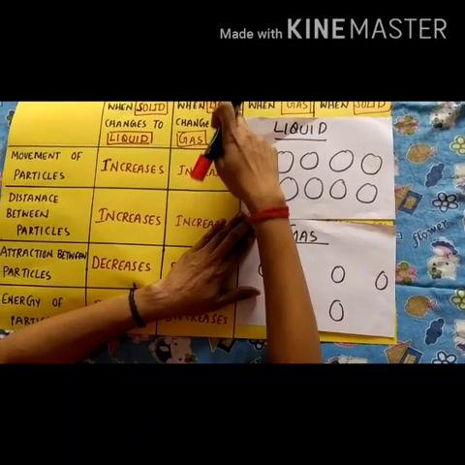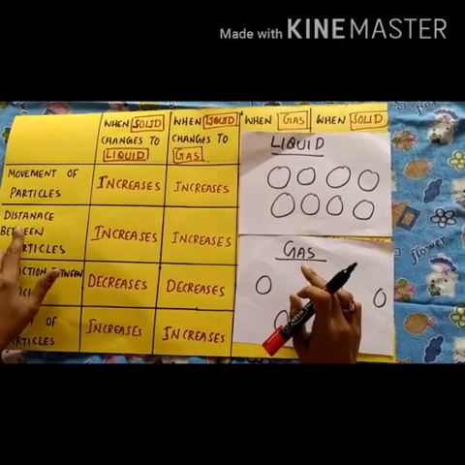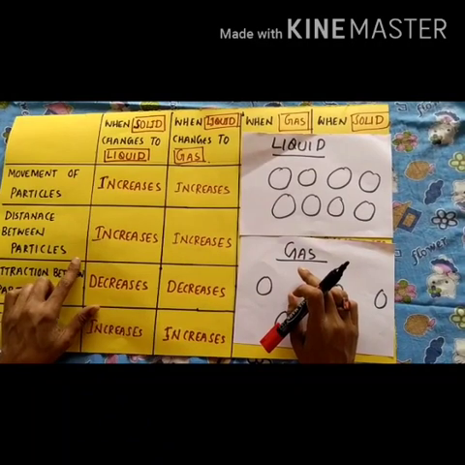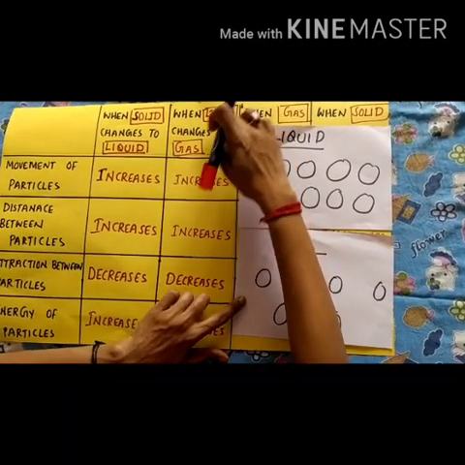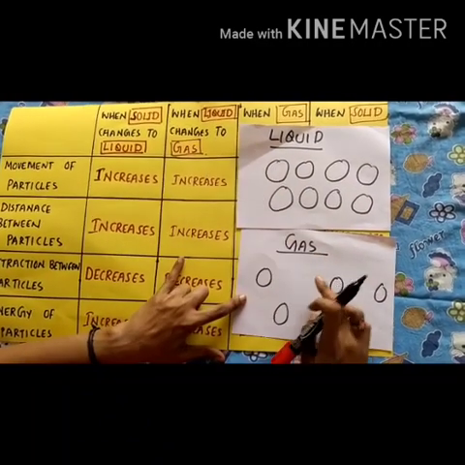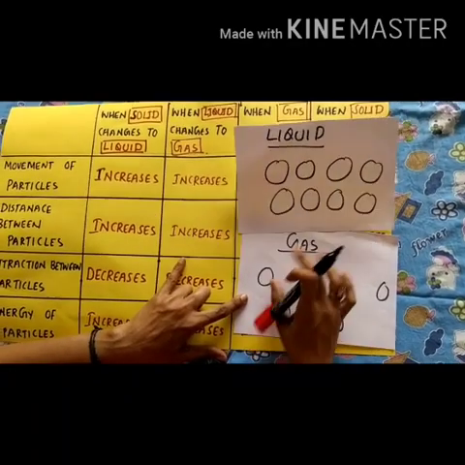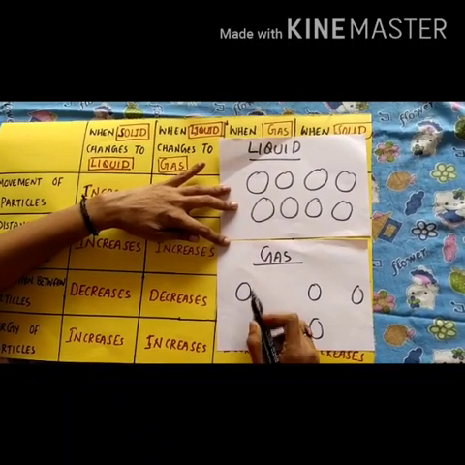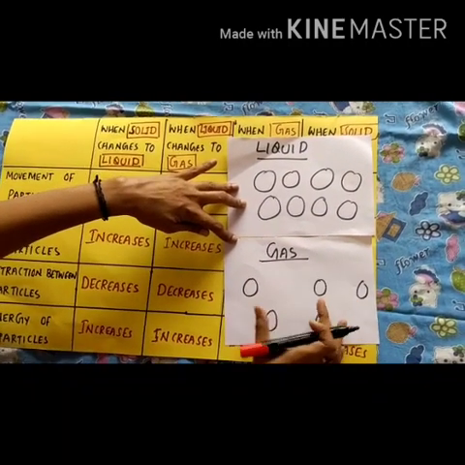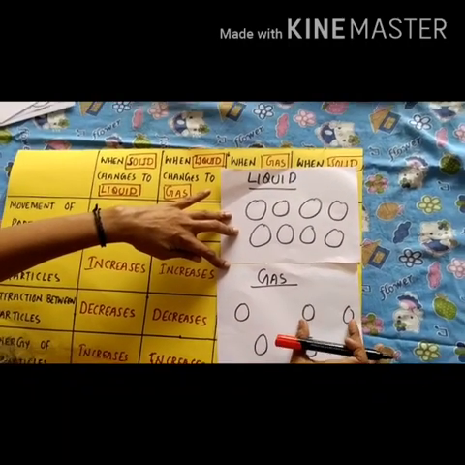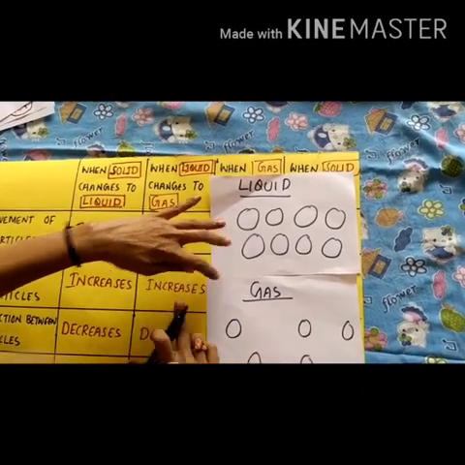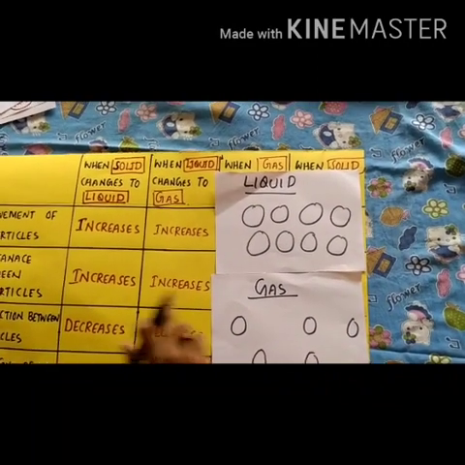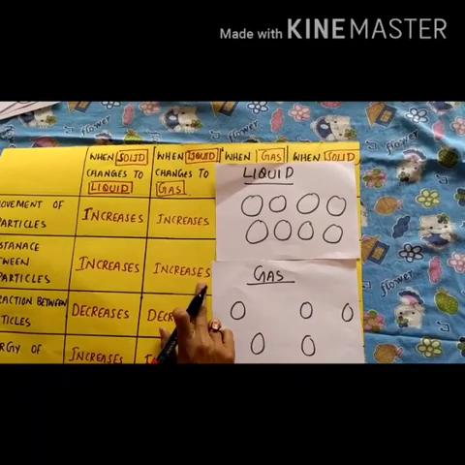So movement increases. The next property is distance between particles when liquid changes to gas. I told you that there is no restriction, so particles can move here and there. So the distance between the particles is very high. Distance between the particles increases.